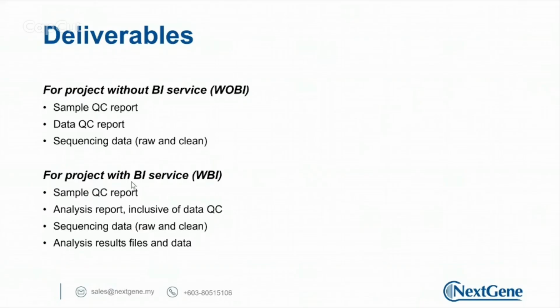And then for projects that come with the bioinformatics service, or the tag WBI, users will receive the same set of data like the sample QC and the sequencing data, raw and clean. In addition to that, the data QC will come with the analysis report. In the analysis report, it will list out all the files provided. So all the analysis result files and data will be provided fully.